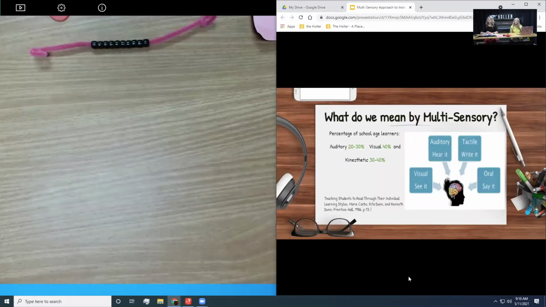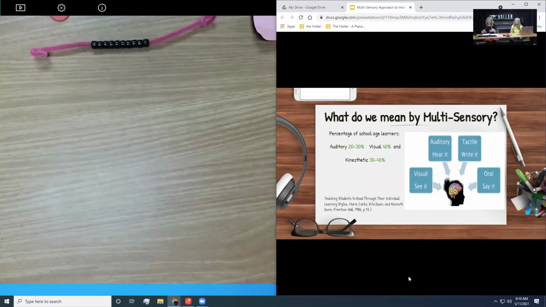Okay, so just really quickly, Vonda had mentioned a little bit when we say multisensory. What we're doing is, and we've already talked about, you hear it, you see it, and then you do it. And if you look at the stats on the screen, the percentage of school-age learners, when you're doing auditory, if you're just telling them something, if they hear it, you're only reaching 20 to 30% of your kids. If you are just presenting it visually, you're only reaching 40% of your students. And then if you do the kinesthetic, which is the moving, the doing, you're only reaching 30 to 40%.